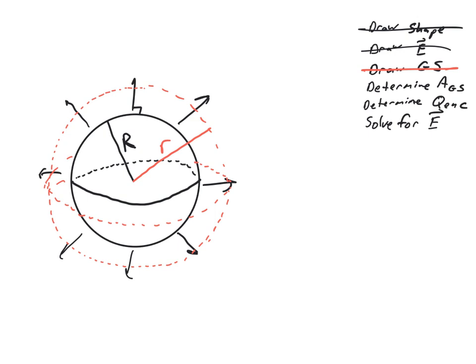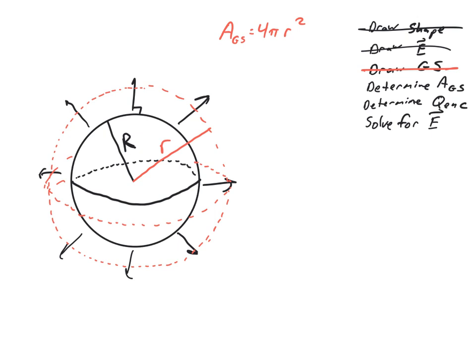The area of the Gaussian surface. Well, the area of a sphere is equal to 4 pi r squared. That's just something worth memorizing. It's also something I put on my midterm's equation sheet. Always worth putting there.